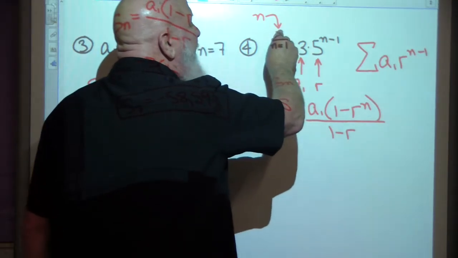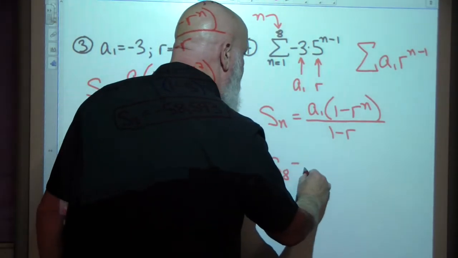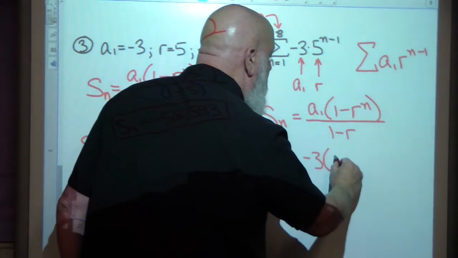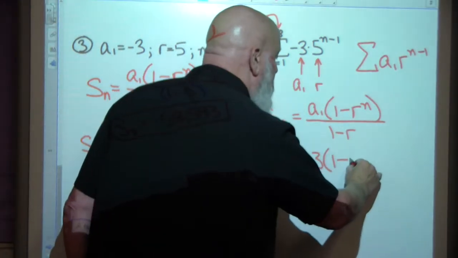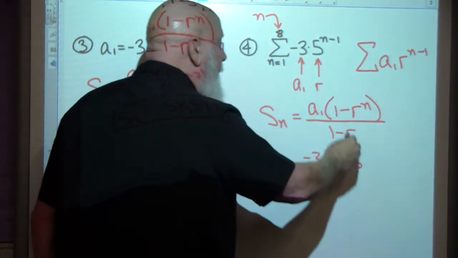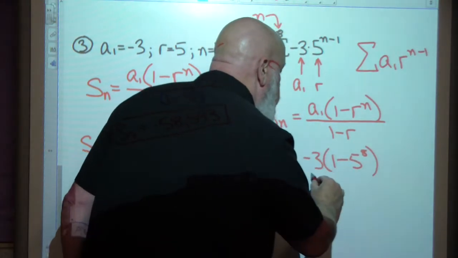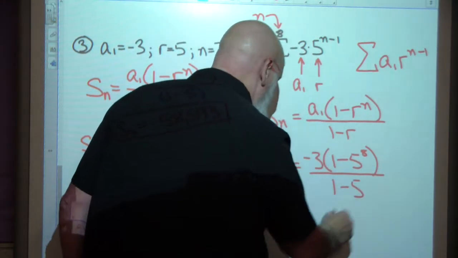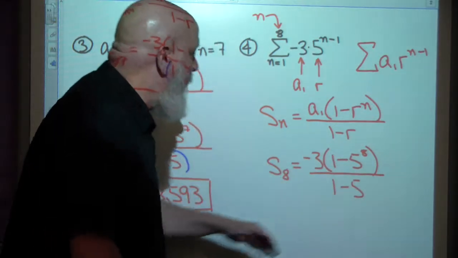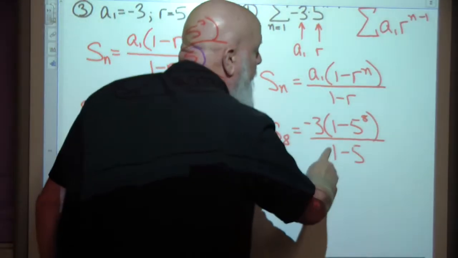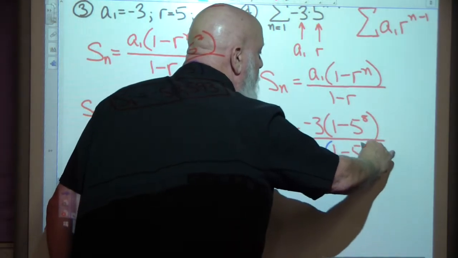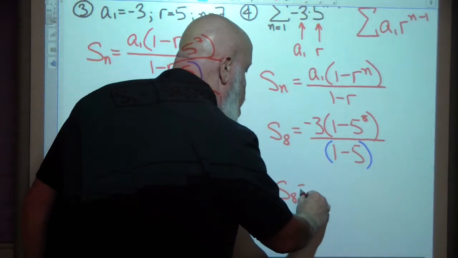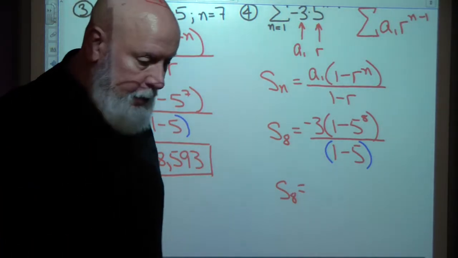I'm looking for the sum of 8 terms, which is equal to the first term, that's a sub 1 right there, negative 3, times the quantity 1 minus r, which is 5, to the n, that's 8, all over 1 minus r, and they tell us that r is 5. And again, we have to remember, if you're going to plug this into your calculator and not do this little bit of arithmetic in your head, make sure you put this in parentheses. And that will give us the sum of 8 terms, whatever that happens to be. Hopefully I'll get it right.